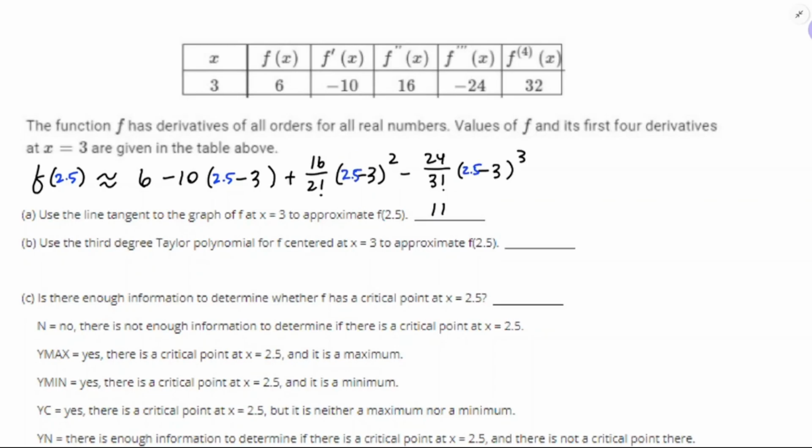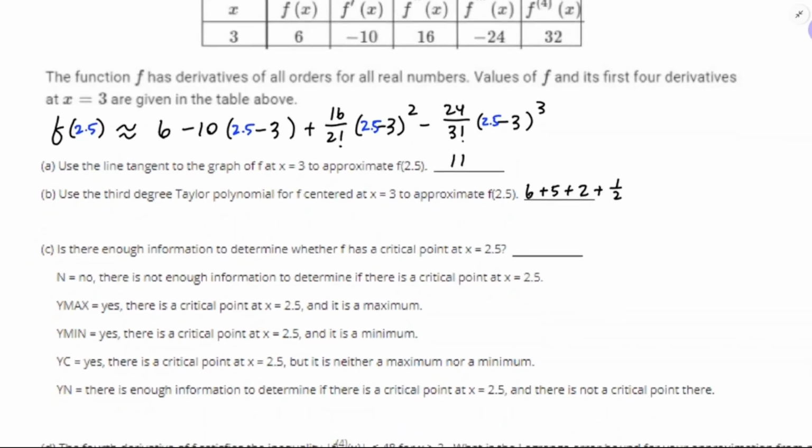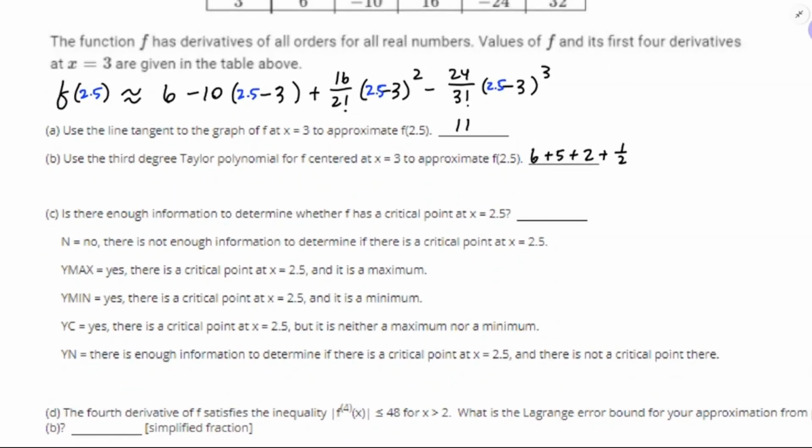Okay, now I'm just going to say 6, that was a plus 5. 16 over 2 factorial is 8, divided by 4 is 2. 24 over 3 factorial is 4, times negative 1, so I guess it would be positive 1/8. I think that's plus a half. Okay, I may have made an arithmetic error in there trying to fit it into the line, but that expression right there is my true answer, in case I made an error.